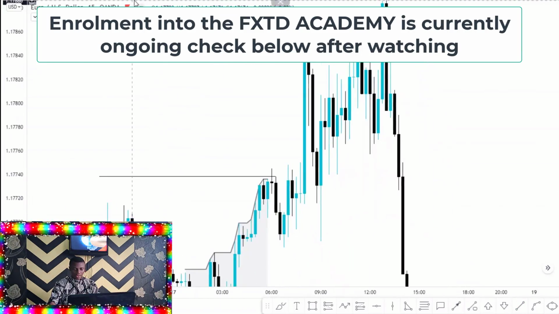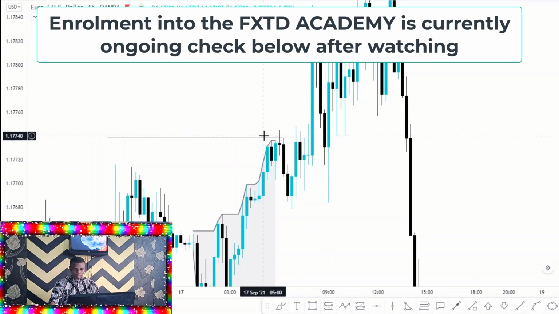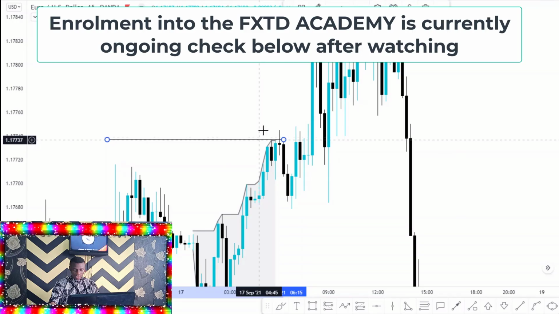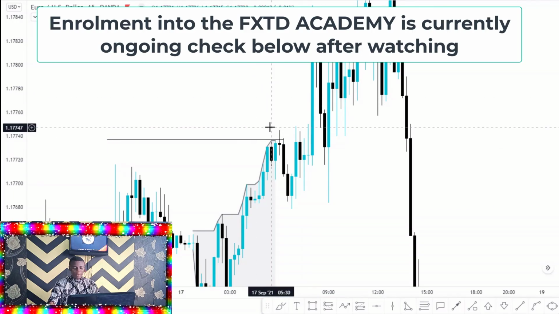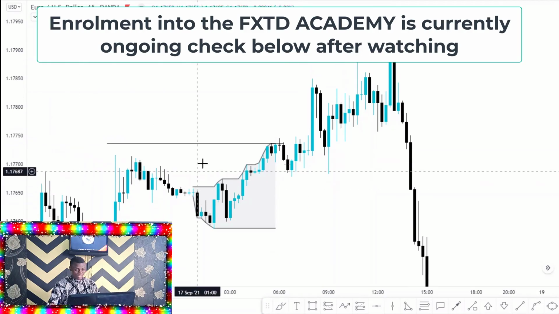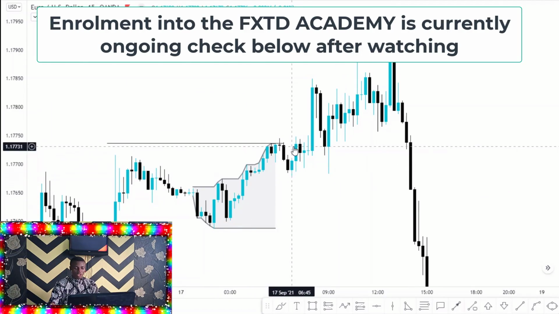The Asian high was taken out by this wick. I hope you can see it clearly. So what happened now? Price traded into the Asian session again. That's where the Asian range is.